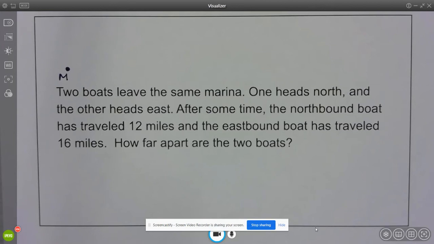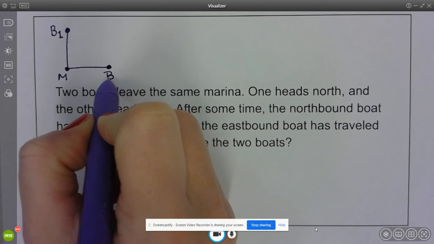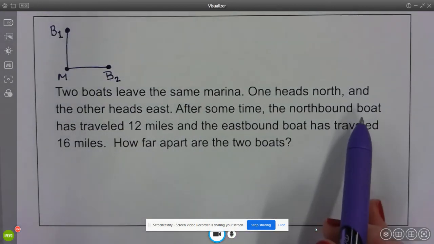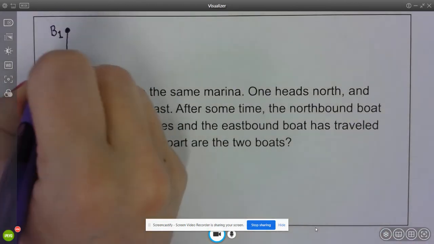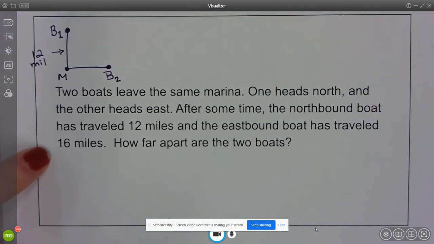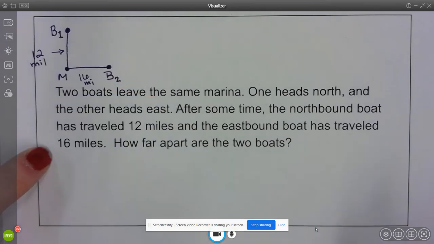One boat heads north. So here's boat number 1. And then the other boat heads east, which is straight to the right. So here's boat number 2. After some time, the northbound boat has traveled 12 miles. So I know that this distance here is 12 miles. And the second boat has traveled 16 miles. So I know that this is 16 miles.